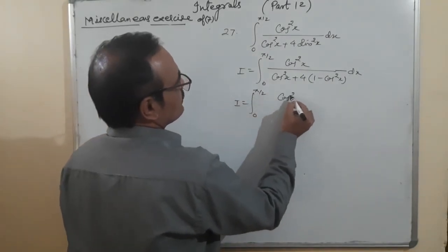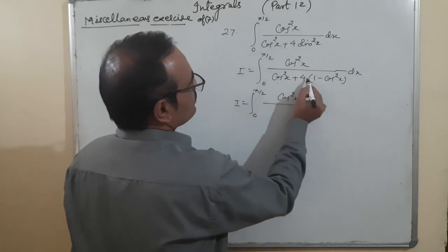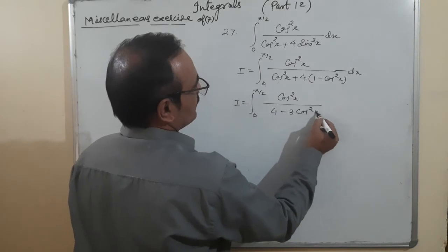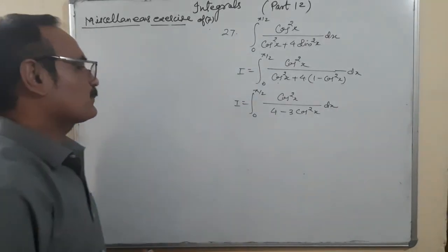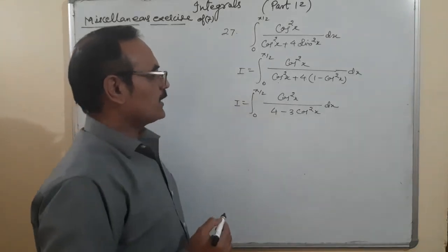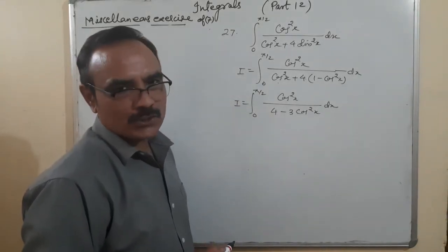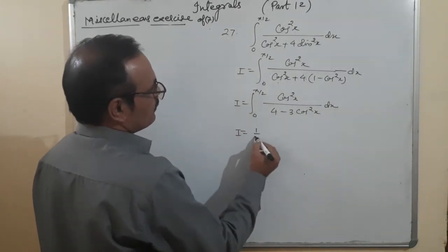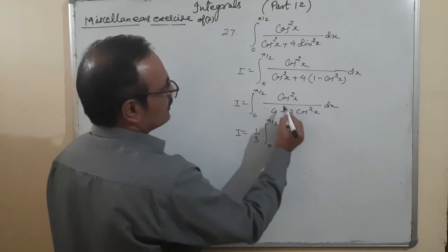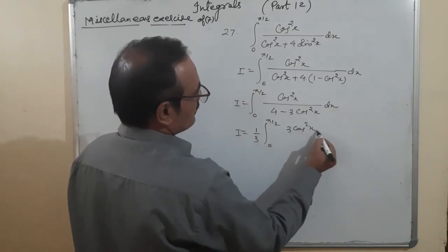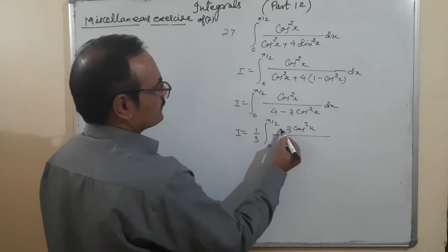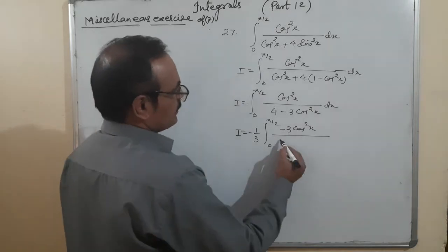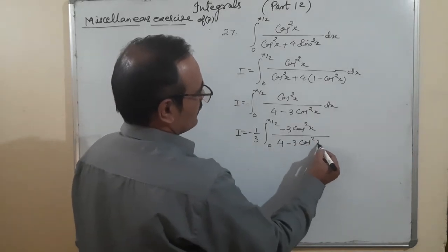Cos square x upon cos square x minus 4 cos square x plus 4, that is 4 minus 3 cos square x dx. Here in the numerator we are creating the form 4 minus 3 cos square x. So I is equal to, may I multiply it by 1 upon 3, integral from 0 to pi by 2 of 3 cos square x with minus sign. This is also minus because we want to create 4 minus 3 cos square x in the numerator, upon 4 minus 3 cos square x dx.